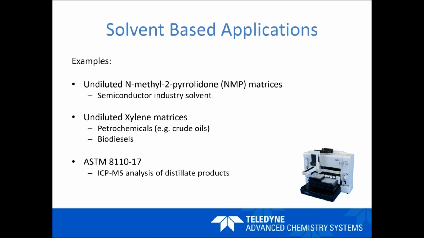Xylene-based matrices. Xylene is a common matrix for petrochemicals, crude oils, that kind of thing, biodiesels. Xylene, again, doesn't like peristaltic pump tubing, and if you're pumping a lot of that kind of matrix into an ICP plasma, then you're going to have issues with signal suppression, etc. But again, what we've seen is if you move intentionally to low volume and low flow rate, you maintain the sensitivity that you had with your system while not having a greater impact on your analysis from the sample matrix.